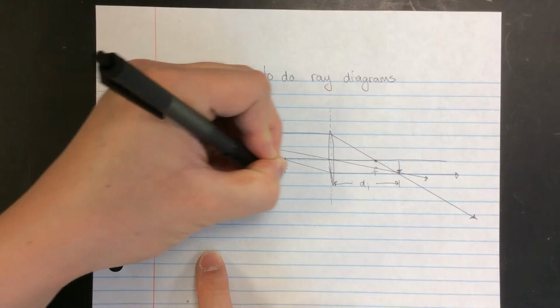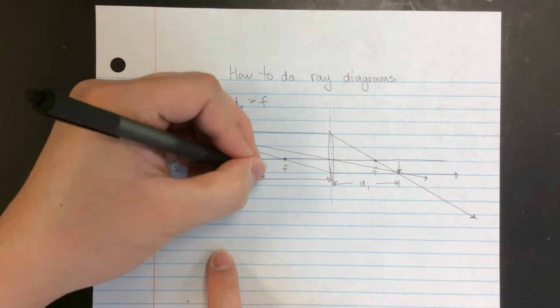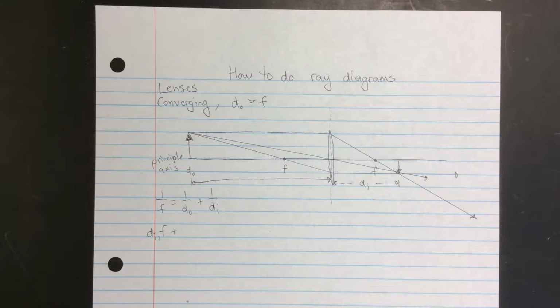So is your object distance negative? Because you're saying the other two are positive? No. So your object distance is always positive. So everything is positive? In this case, everything is positive.